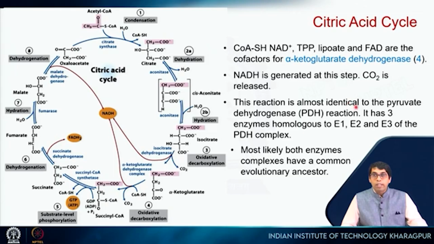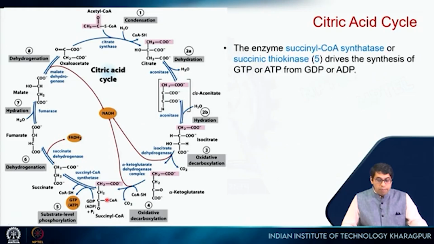Now this reaction is almost identical to the pyruvate dehydrogenase reaction that we saw a few slides back. It has 3 enzymes which are homologous to E1, E2 and E3 of the PDH complex, right. Since they are very similar, it is hypothesized that most likely both these enzyme complexes have a common evolutionary ancestor. So they must have come from a common evolutionary ancestor. Okay. So we are at this point, succinyl coenzyme A.